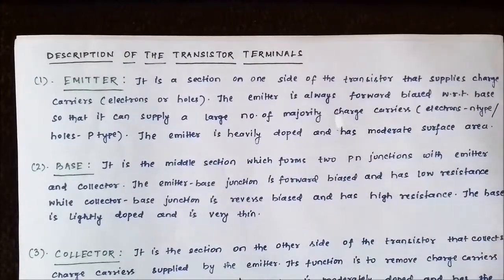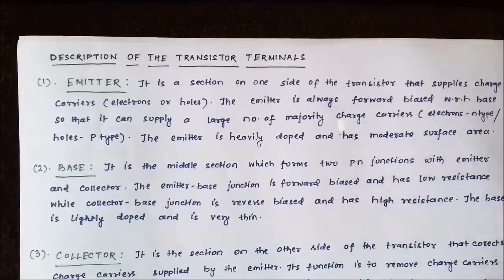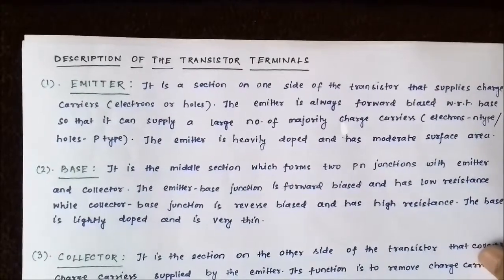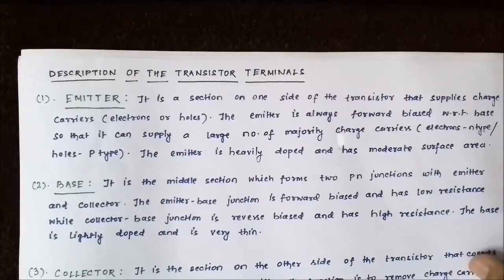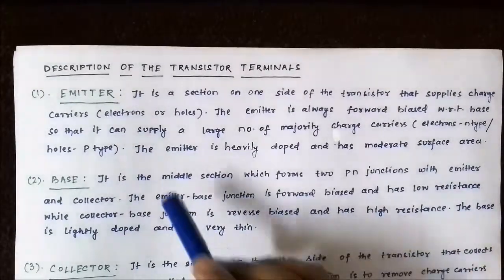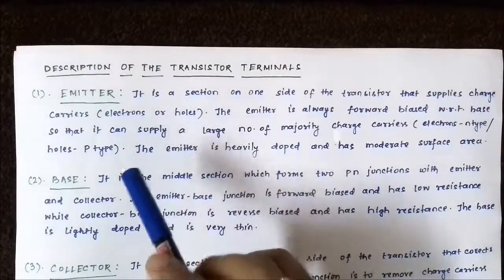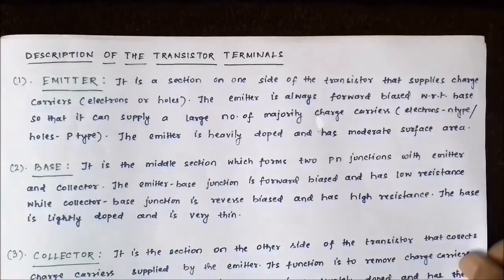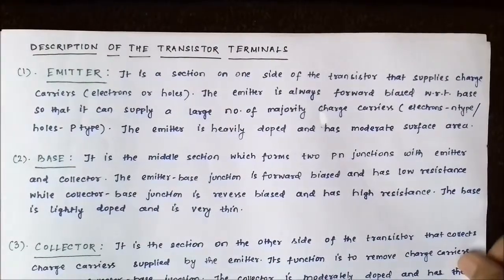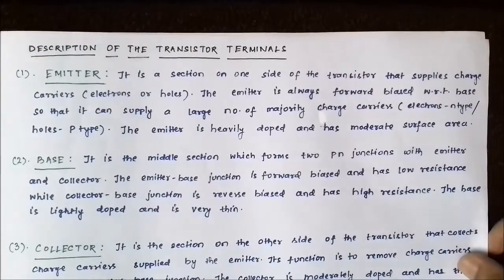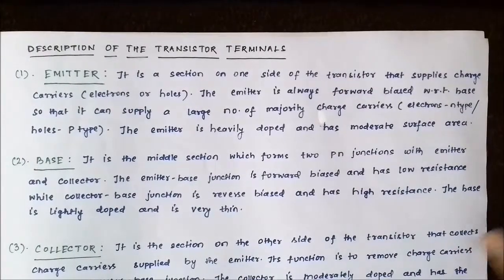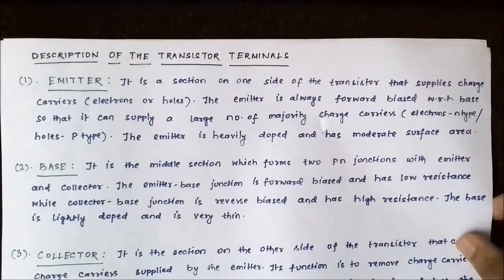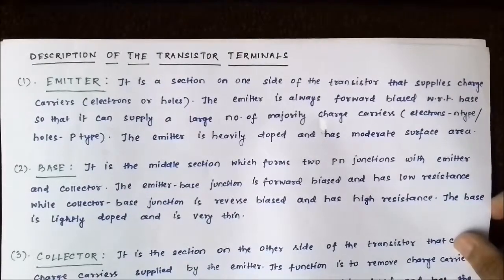The main function of the emitter region, or the emitter block, is to supply charge carriers. Now what are these charge carriers? Those are electrons in the case of an n-type semiconductor and holes in the case of a p-type semiconductor. So the main function of the emitter is to supply charge carriers towards the base. Now, the emitter is always forward biased with respect to the base.